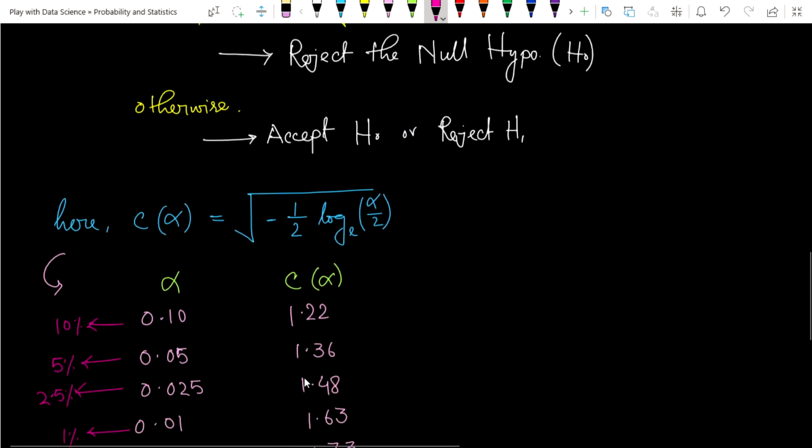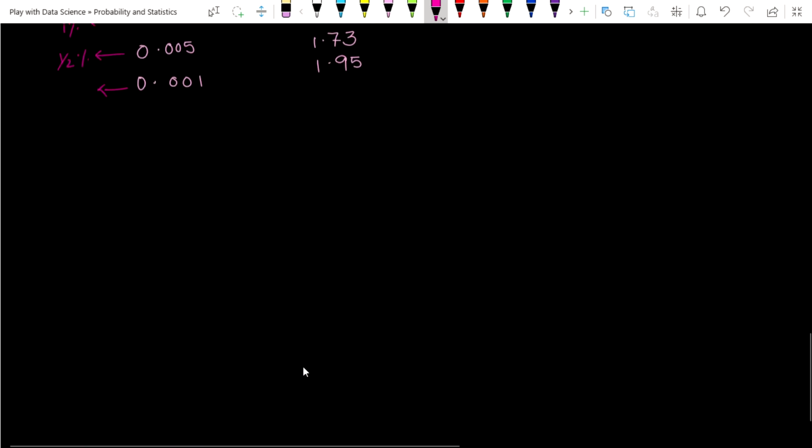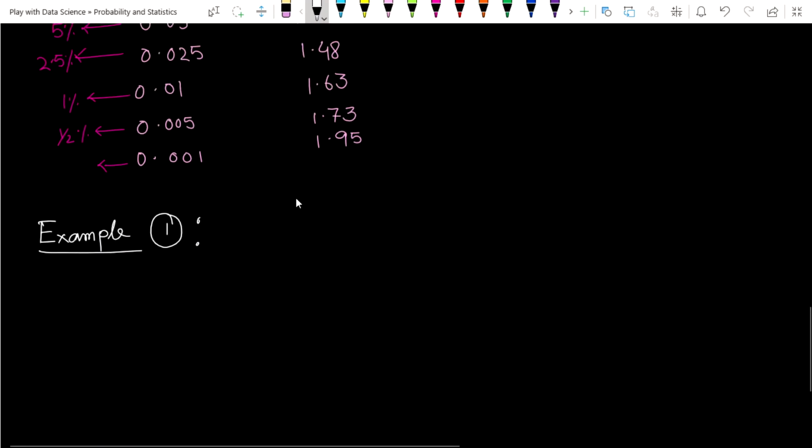Now, let's try to understand this formula through an example. Then I think it will be better. Suppose I have taken two different examples, or two different angles, for better understanding. Let's take the first example. For the first example, we are interested in finding the significance level or confidence level, meaning the alpha value.